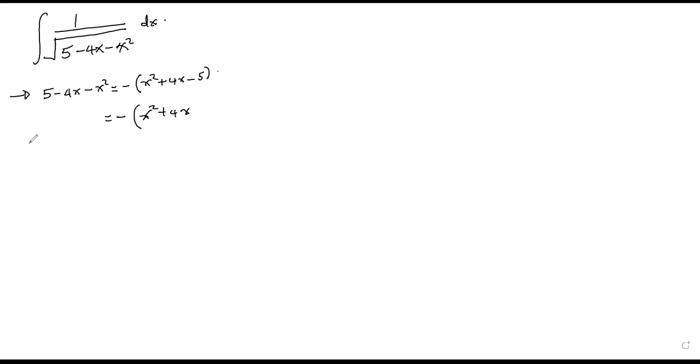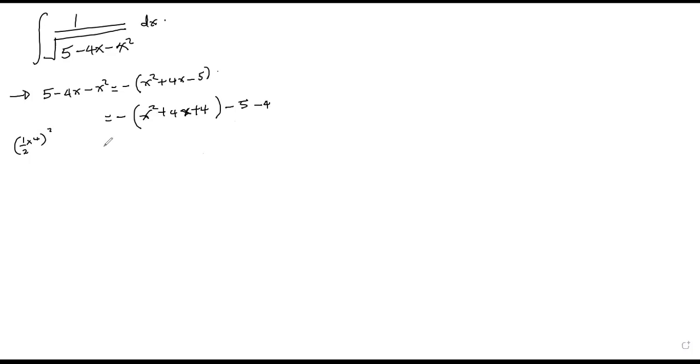Here I will leave a space because I will add half the coefficient of x. Then I will say minus 5. So here we shall add half the coefficient of x, then squared. The half coefficient of x is a half times the coefficient of x, which is 4. So half of 4 is 2, then squared, 2 squared, that is 4. So here we add 4, then here you subtract a 4 in order not to change the meaning.